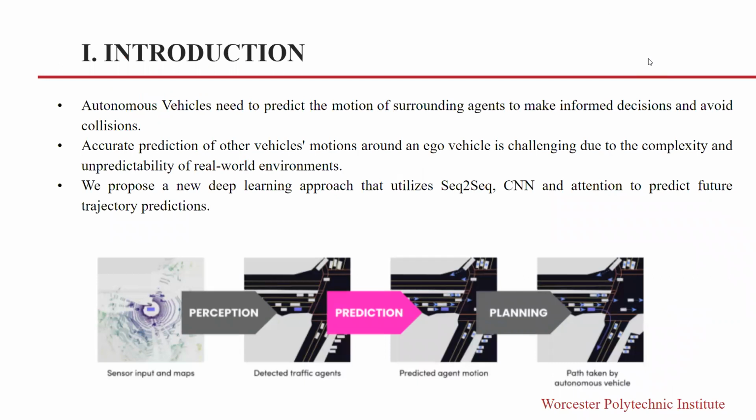We are working on prediction of other vehicles' motions around an ego vehicle, which is a challenging problem. Autonomous vehicles need to predict the motion of surrounding agents to make informed decisions and avoid collisions. In the below block diagram, you can see sensor input and maps is the perception. Then, using this perception data, we detect the traffic agents. Then, we predict the agent motion, and the planning process helps the autonomous vehicles to take the path.